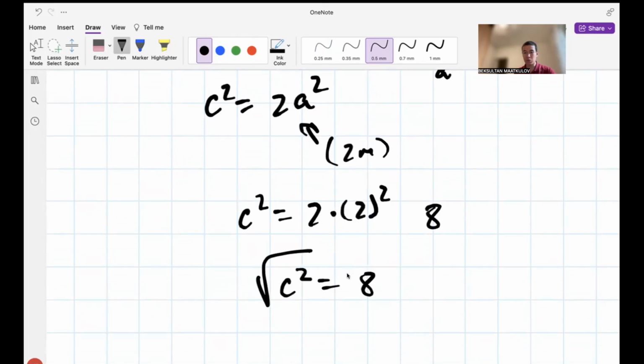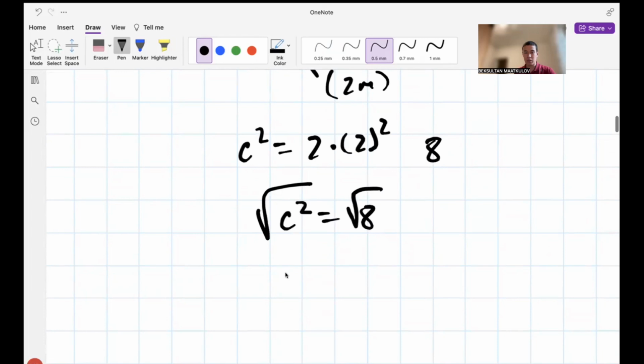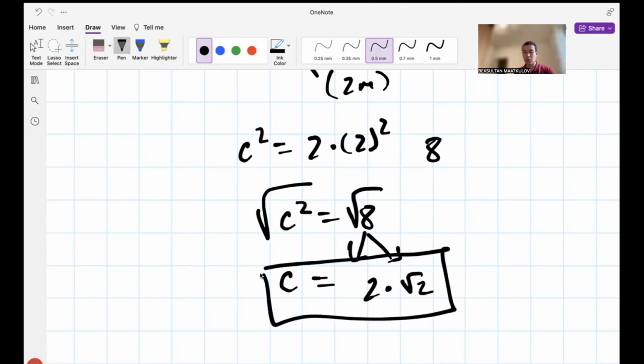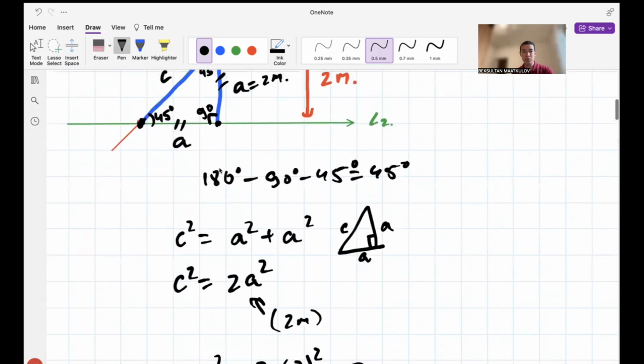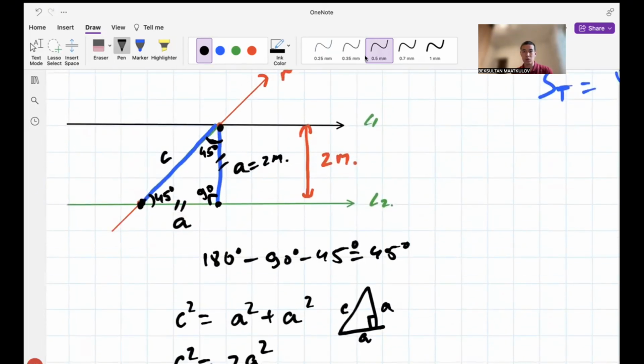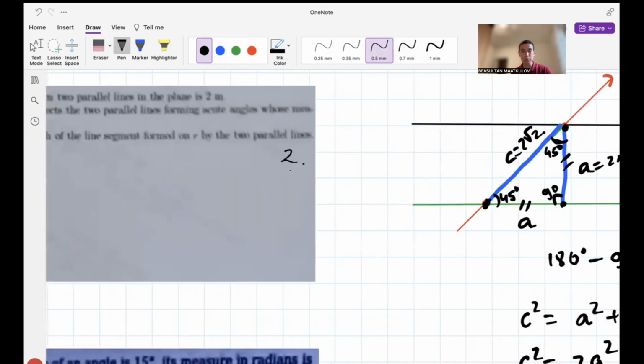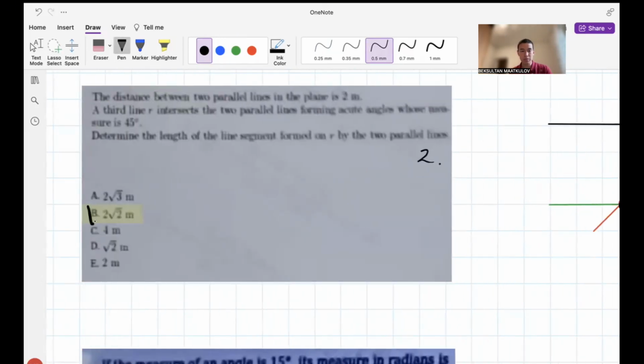You take the square root of both sides, and you'll have that C equals the square root of 4 multiplied by the square root of 2, and the square root of 4 is the same as 2, right? So you could write 2 multiplied by the square root of 2, and this is your answer. So the length of C is 2 square root of 2. This is the answer B.